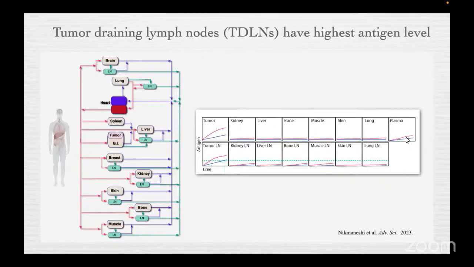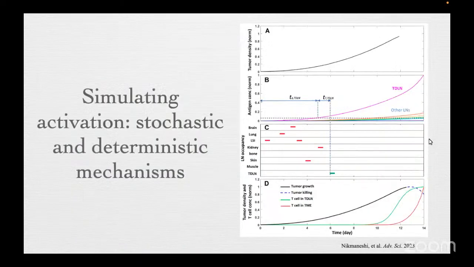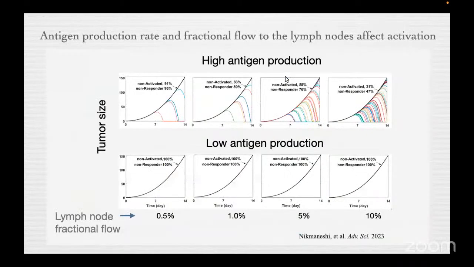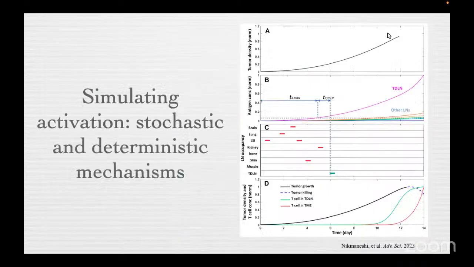Plasma has moderate levels. In terms of the lymph nodes down here, of course, the tumor draining lymph node gets the highest level of antigen, but some does accumulate in other lymph nodes. To walk you through how the simulations look, the tumor is growing up here. It's releasing antigen that gets taken up mostly by this tumor draining lymph node, but other lymph nodes as well.